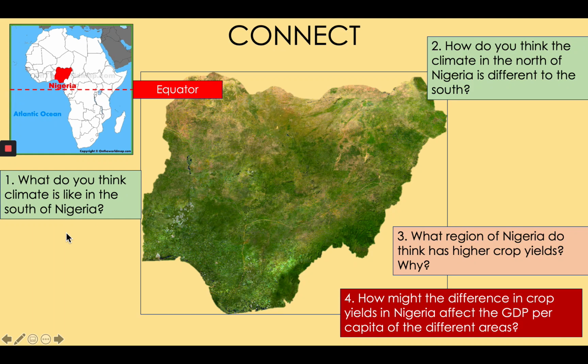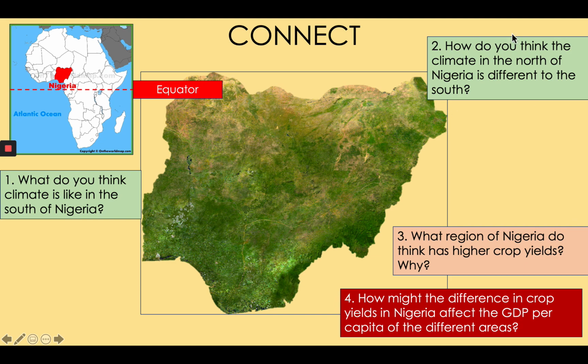So number 1, what do you think the climate is like in the south of Nigeria? Just from this picture, you should be able to see that at the very least, this must be a rainy climate. There must be lots of precipitation, just from the green, which suggests there's lots of trees. Also, you could say that since it's near the equator, it's probably a tropical climate, which means hot and wet all year round.